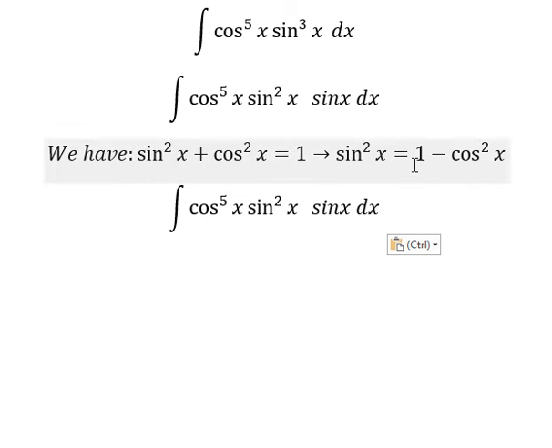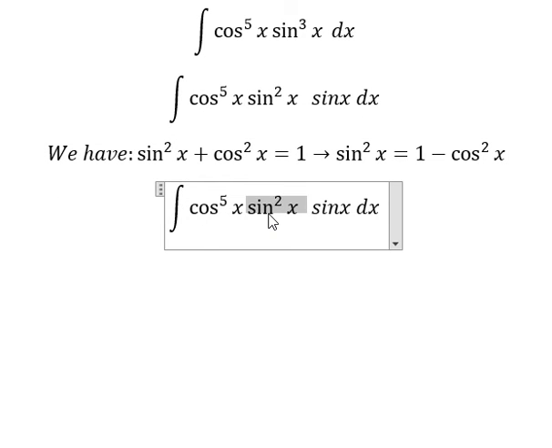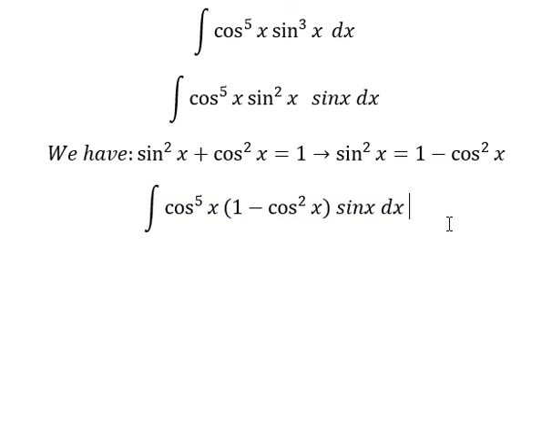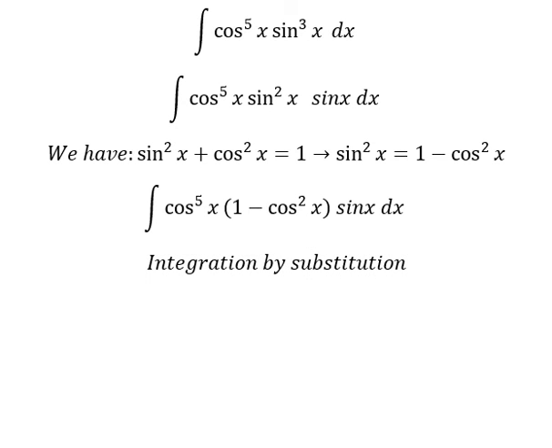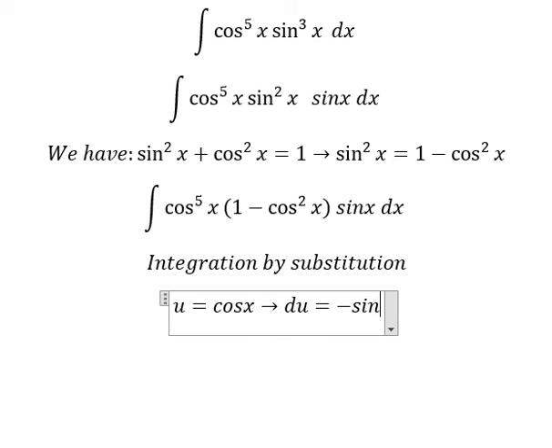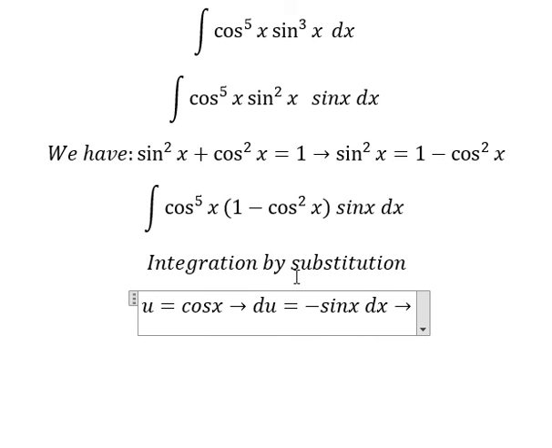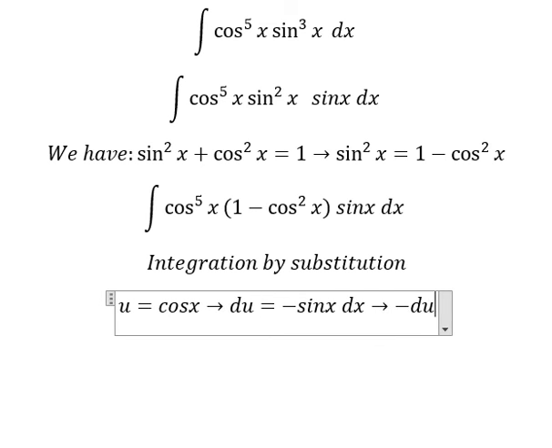Next, I will put this one go in here. Now, we can use integration by substitution. So I will put u equals cosine x, and later we do first the derivative for both sides, and we have negative sine x dx. Because we don't have the negative sign in here, so I will put this one go to the left.